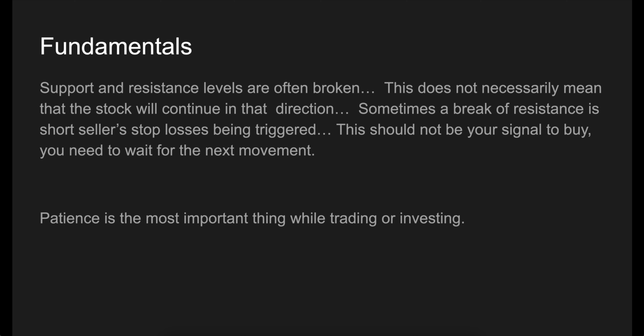Fundamentals. Support and resistance levels are often broken. This does not necessarily mean that the stock will continue in that direction. Sometimes a break of resistance is a short seller's stop loss being triggered, because shorts will open their positions as they see a level of resistance approaching. They will place their stop losses above the level of resistance, anticipating that it will not be broken. So, if the level of resistance is broken, it triggers the short stop losses, which makes the stock go up.